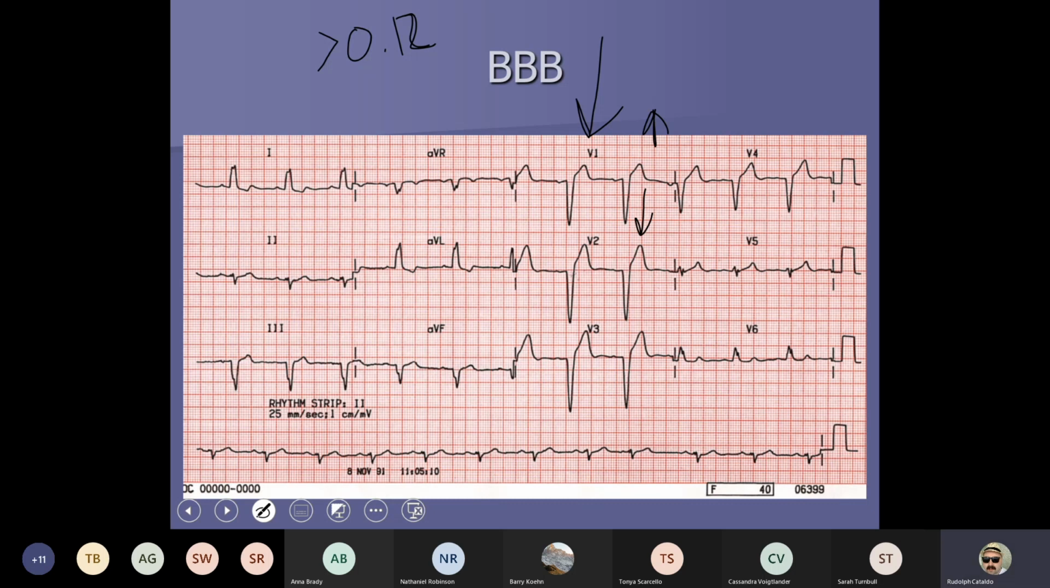And literally, I don't care if you have to grab it and rotate the whole piece of paper clockwise and look at V1, see if it's wide. If it is, you've got some sort of a bundle branch block. You just have to figure out left or right. Majority of the complex is up, it's right. Majority of the complex is down, it's left.